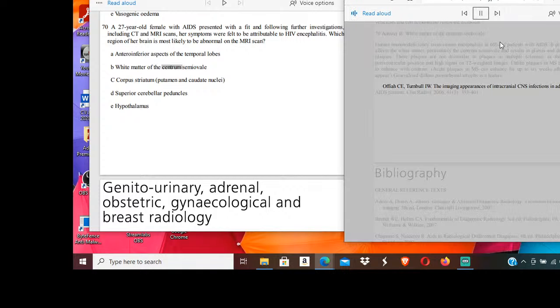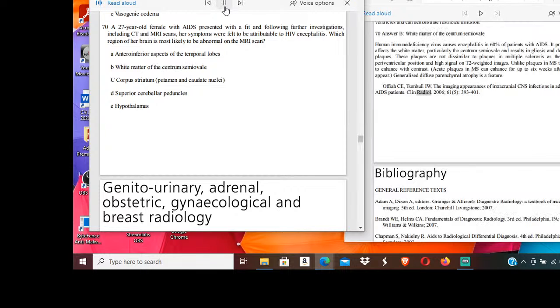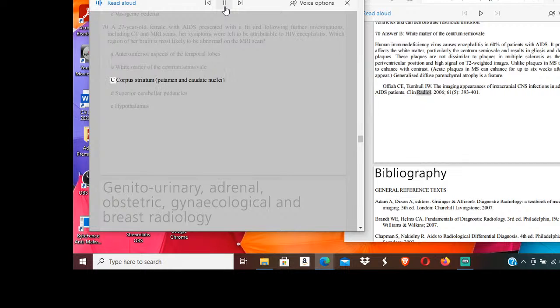CNS infections in adult HIV and AIDS patients. Clin Radiol. Centrum semiovale. C. Corpus striatum, putamen.